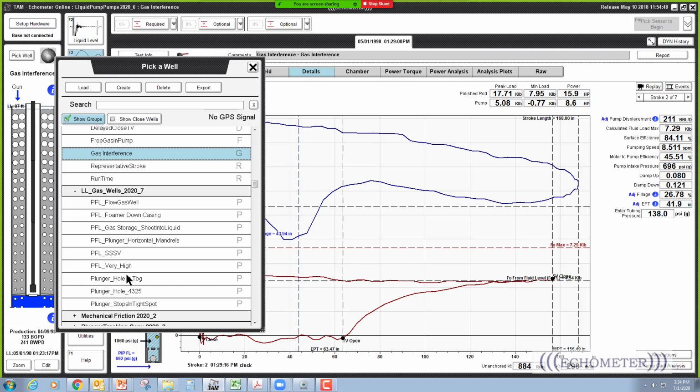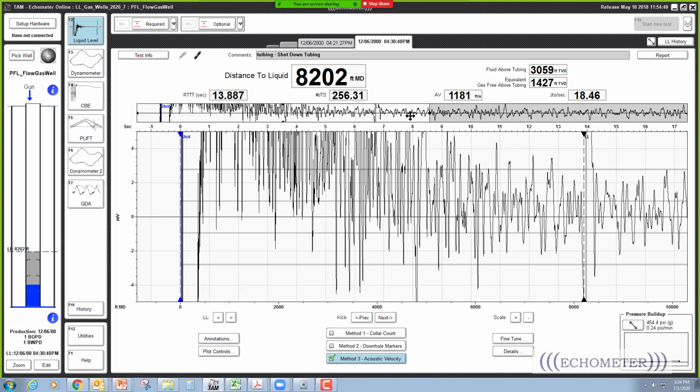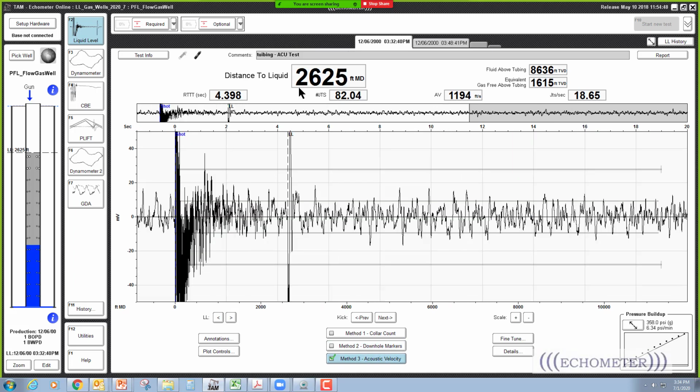So let me just talk about the different examples that we have, and I'll open this. We'll open this one first here probably. This is a well that was up in Wyoming, and let me go back here to the first shot.